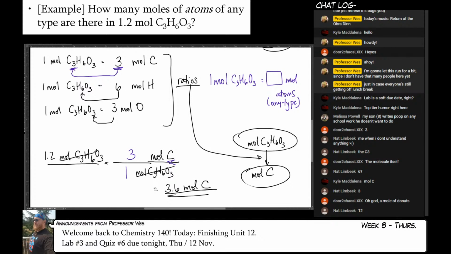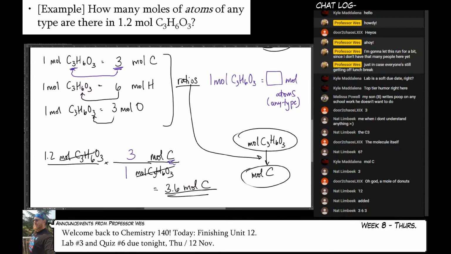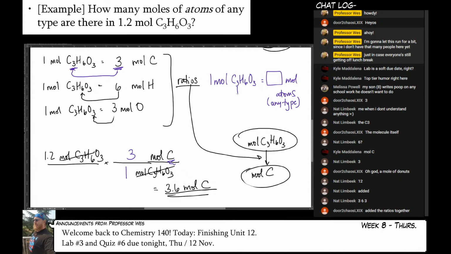You wrote down 12 really quickly, and that's the right answer. How'd you get 12? What'd you do to get that? Added what? There's a bunch of numbers on my screen. Yeah, there you go. So you just added all of these things together.